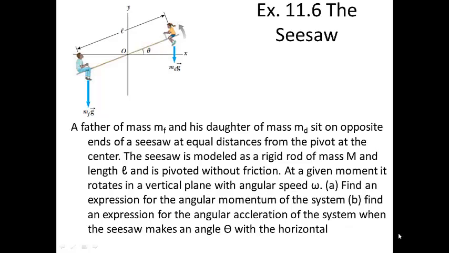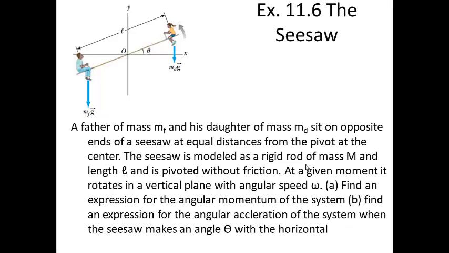In this video, we are going to be doing example 11.6, the seesaw. A father of mass MF and his daughter of mass MD sit on opposite ends of a seesaw at equal distances from the pivot at the center. The seesaw is modeled as a rigid rod of mass M and length L and is pivoted without friction. At a given moment, it rotates in a vertical plane with angular speed omega.